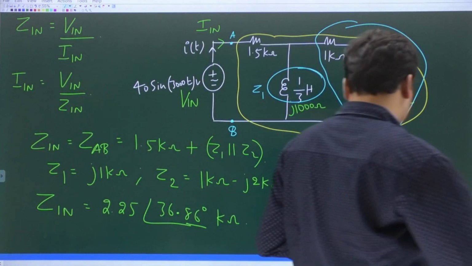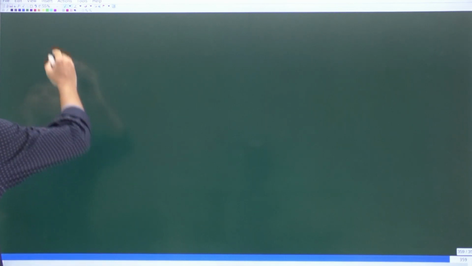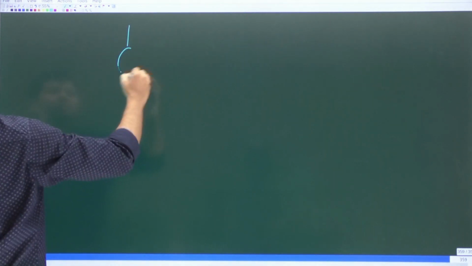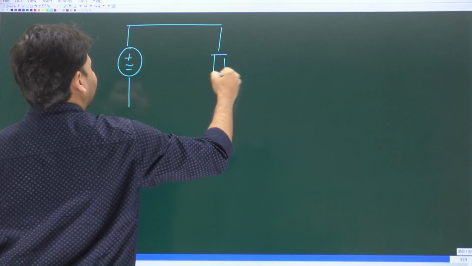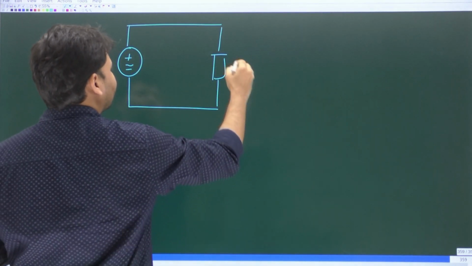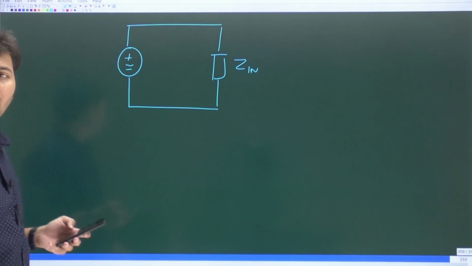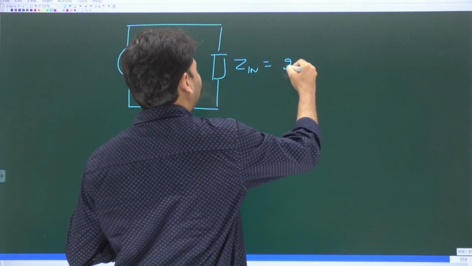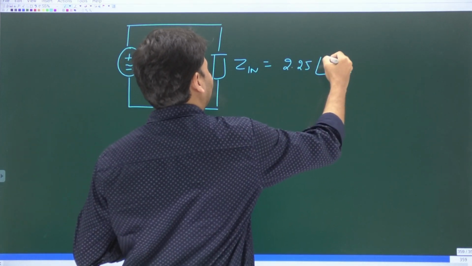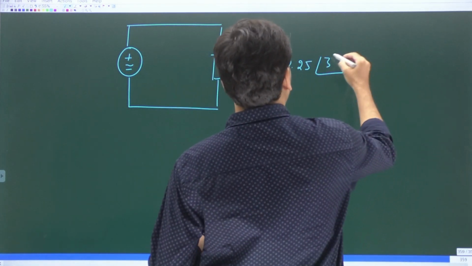That's all. See, now the thing is, as I already explained, it is like having a single impedance. The entire yellow color network can be replaced with a single impedance denoted by Zn, and as you said, the Zn value is 2.25 at an angle of 36.86 degrees.